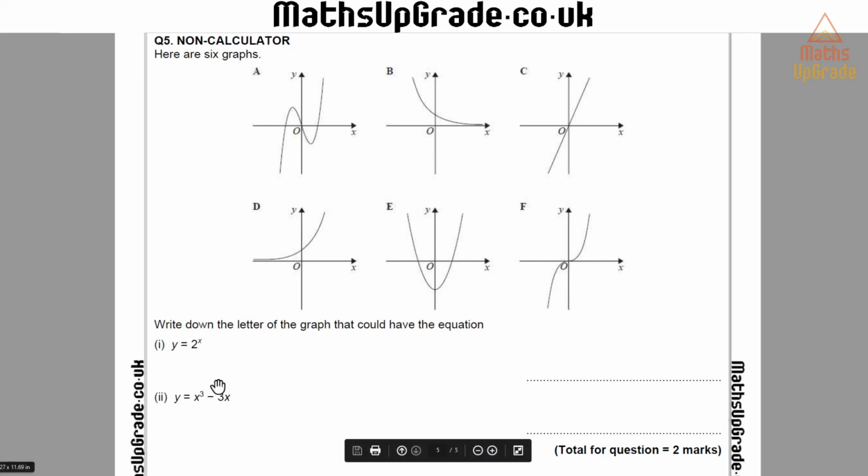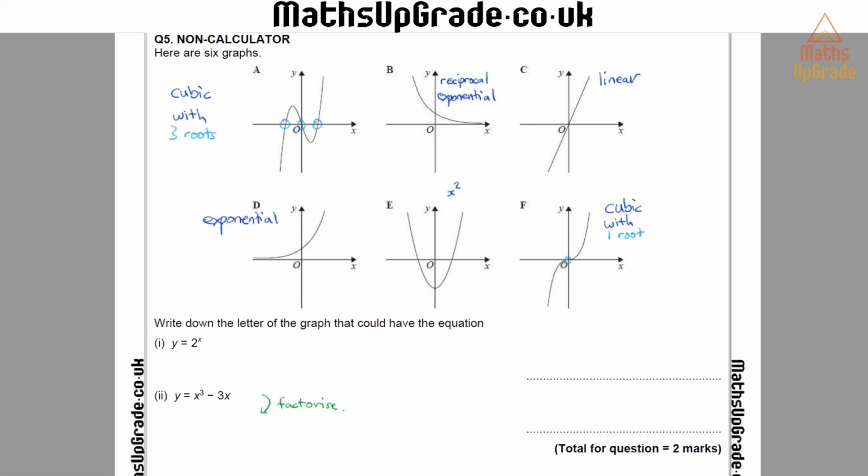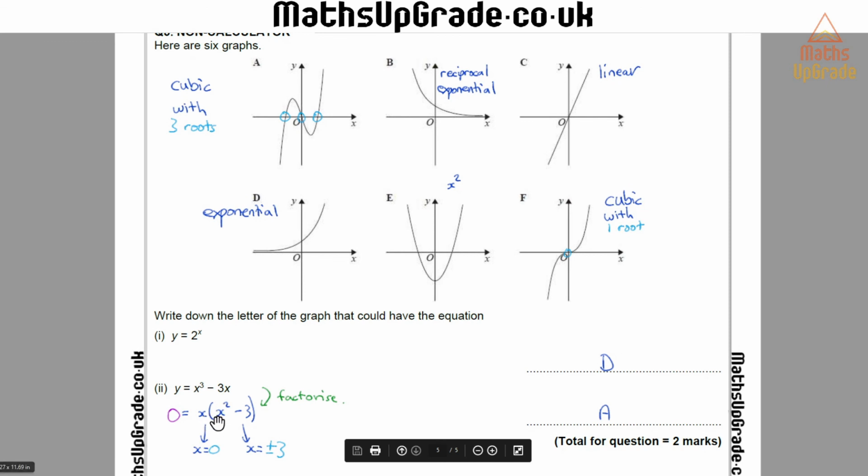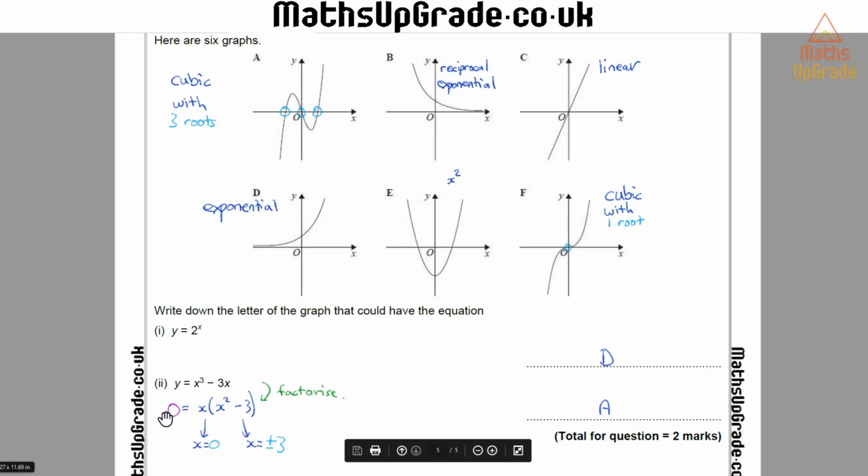The next one here, this is a cubic function. So it's either going to be graph A or graph F. What I'm going to do here, I'm just going to factorize this, right? And I'm going to put y as being equal to 0. So if I put y is equal to 0, then I get 0 equals x cubed minus 3x. If I then factorize this, I get 0 equals x brackets x squared minus 3. So when y equals 0, x can either be equal to 0 or it can be equal to plus or minus root 3. So look at where y equals 0 on this graph or on this graph.